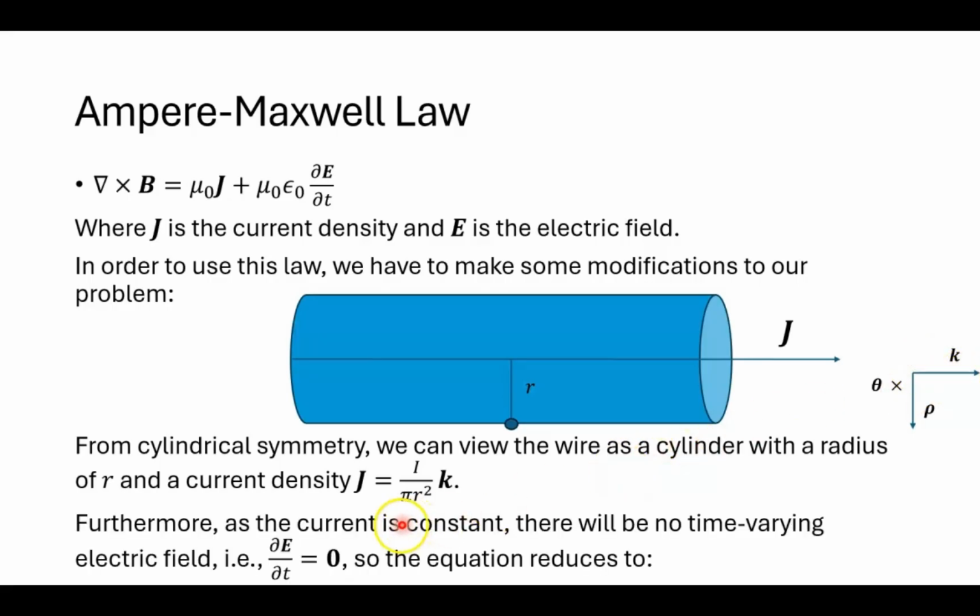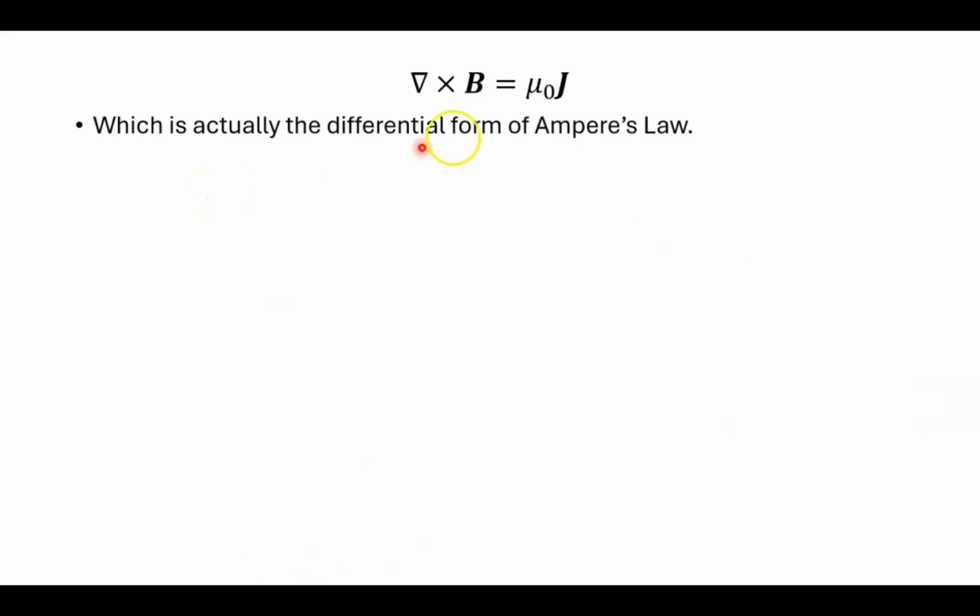And furthermore, as this current is constant, there will be no time-varying electric field. So this term is 0, and this whole equation will reduce to this form. The second term on the right hand side is gone. And this is actually the differential form of Ampere's law we have seen before. You can use Stokes' theorem to convert it into the integral form, but we won't do it in this video.